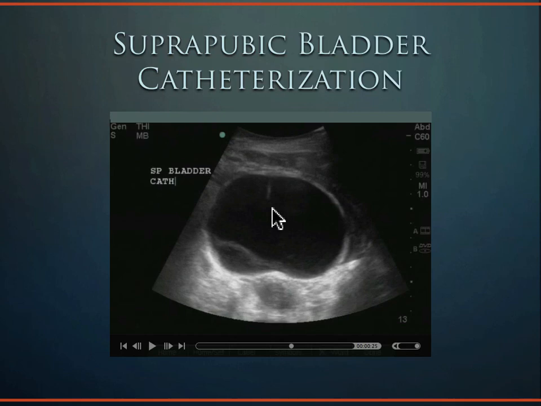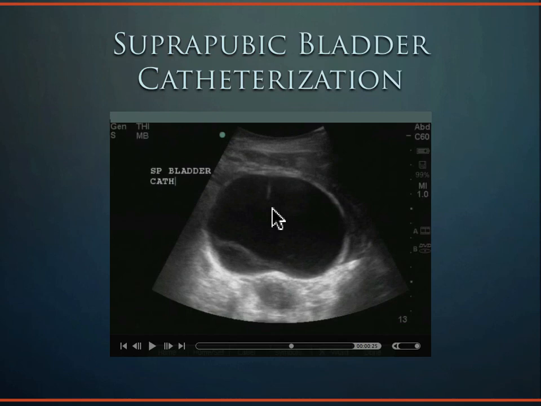Then you take a dilator and you thread it over the guide wire and you can dilate out a track through the skin, okay? Then you take the dilator out and then you could put a catheter over the guide wire and then you could take the guide wire out. And so now you've got a catheter inside the bladder.